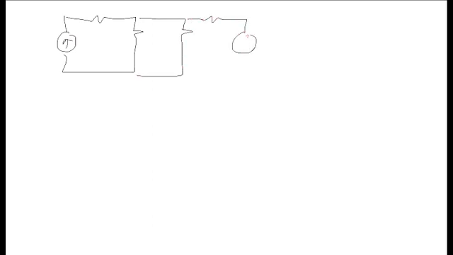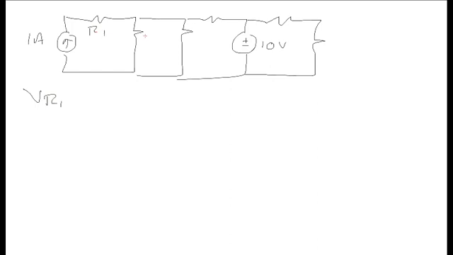I'm going to redraw the circuit. Remember that all the resistors are 1 ohm. That's a 10 volt source, and that's a 1 amp source. I can use Ohm's law right now. VR1, so that's R1, is equal to the 1 amp multiplied by the 1 ohm, which is 1 volt.